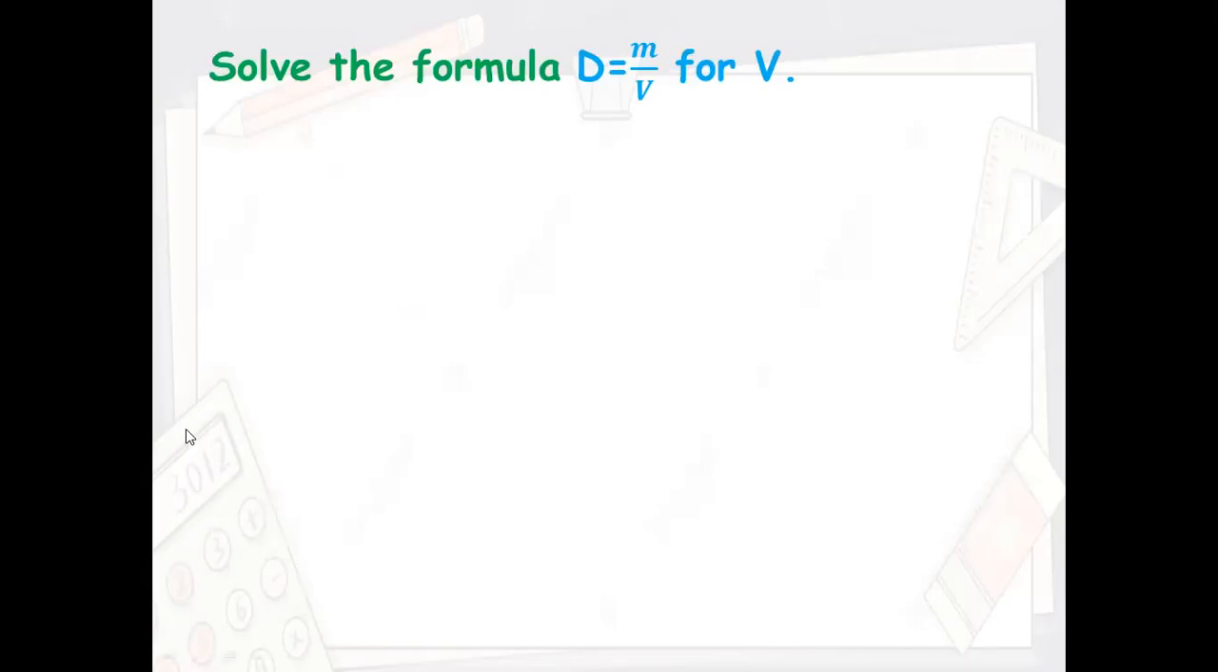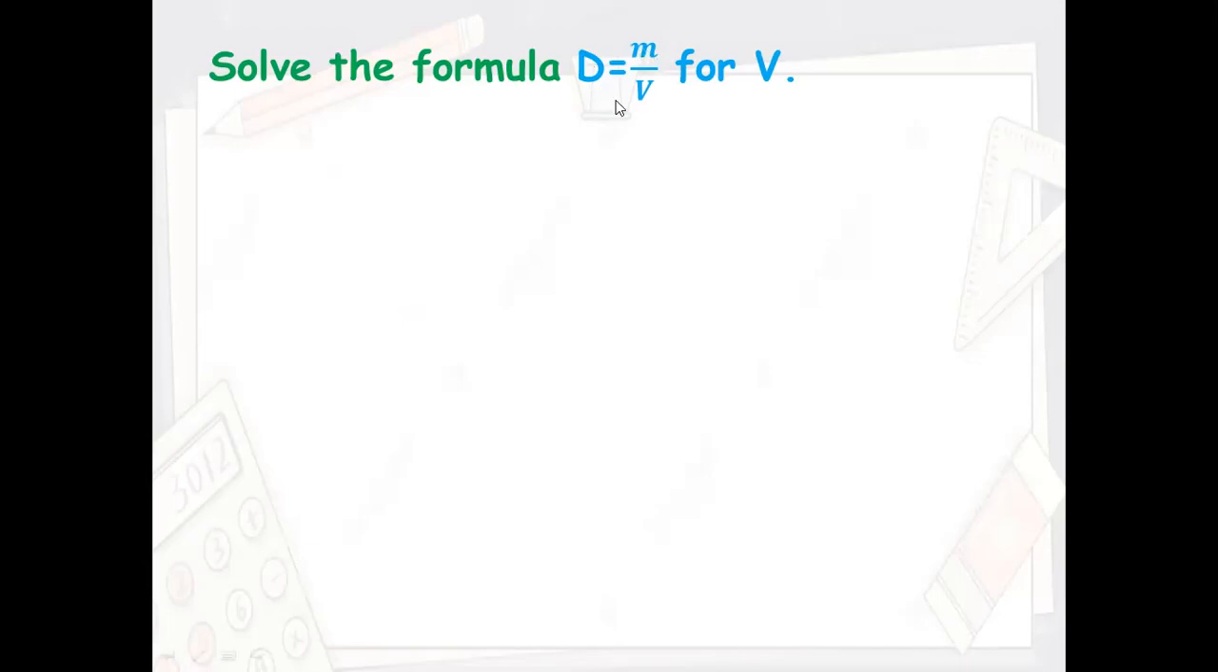So solve the formula d equals m divided by v for v. Now in this question, we have to isolate the v. So easily you might say, we can remove m divided by v. No, you can't remove m. If you remove m, what will we replace m with? There should be something here, right? We have to keep a number here. How can we keep the numerator empty? We cannot keep the numerator empty.